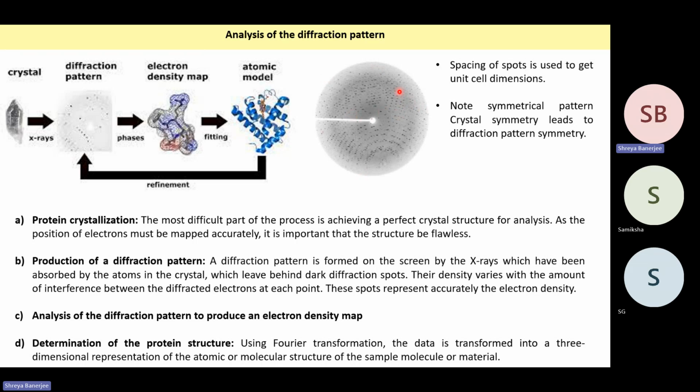So using this pattern, we can create an electron density map. And from the electron density map, the atomic model can be predicted. These are mainly done using software which will fit a particular electron density to a particular functional group. So these steps are done by software. So the diffraction pattern is basically what helps in reconstructing the three-dimensional structures. We will go into the details of the steps later. It is just this basic process that is happening.